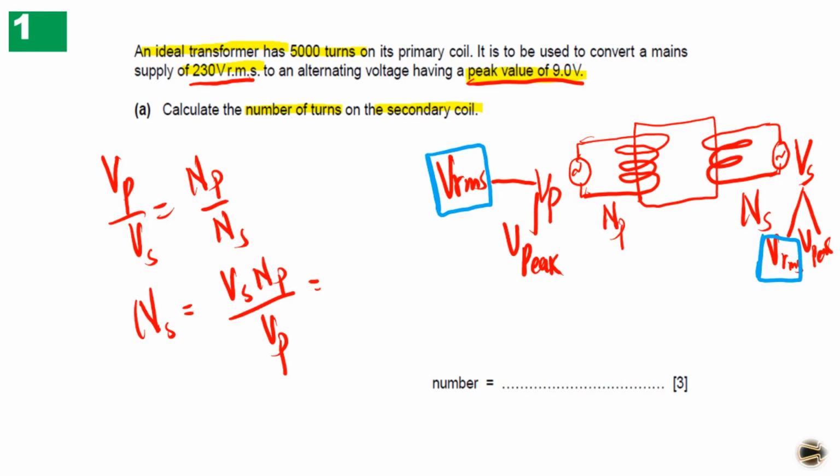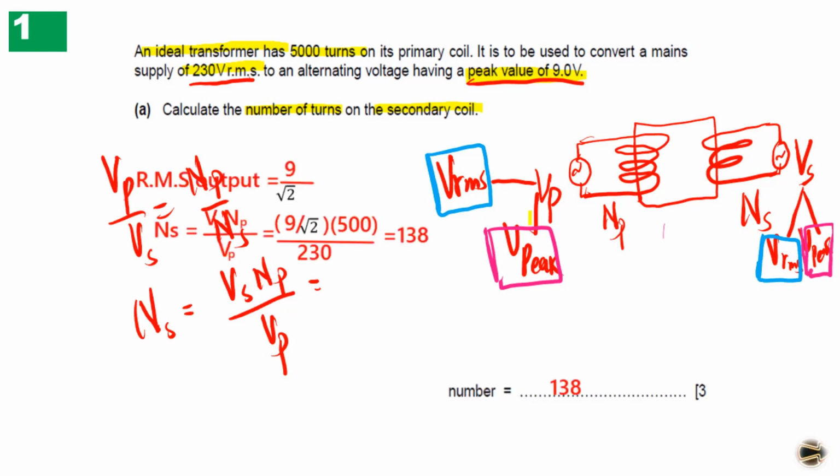Otherwise, if we are using the peak value of the primary voltage, we also need to use the peak value of the secondary voltage. So this is the only point we need to understand, and then we can find our final answer. So we just need to plug in values, that's all.